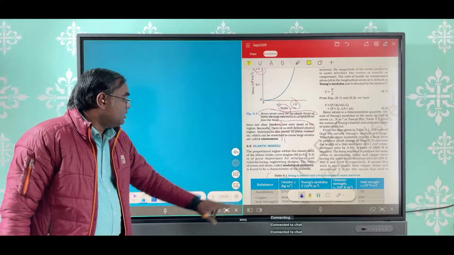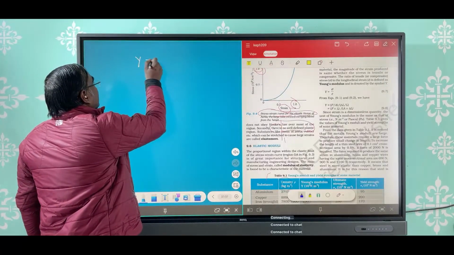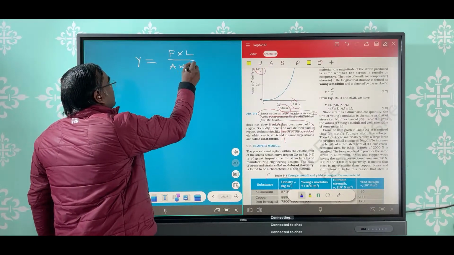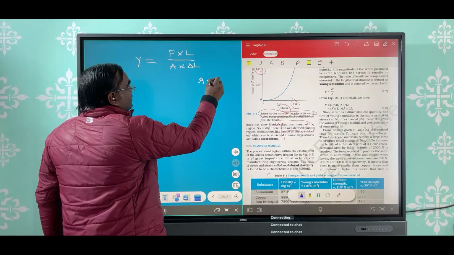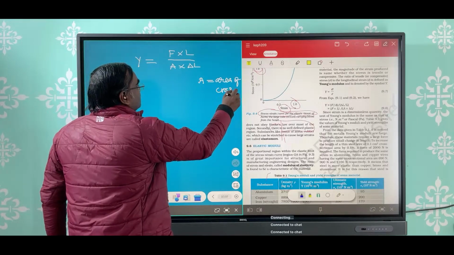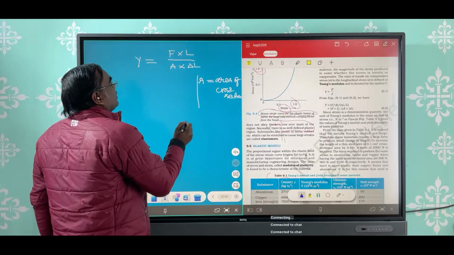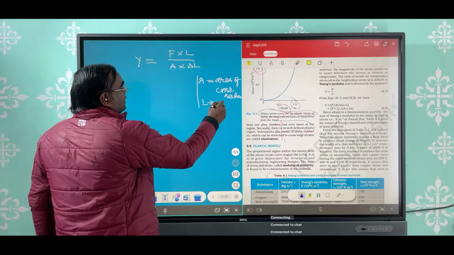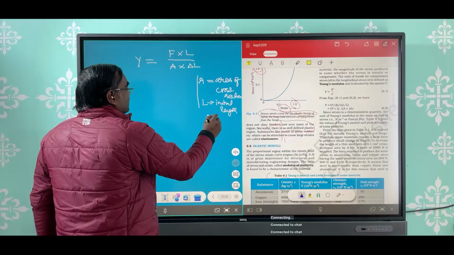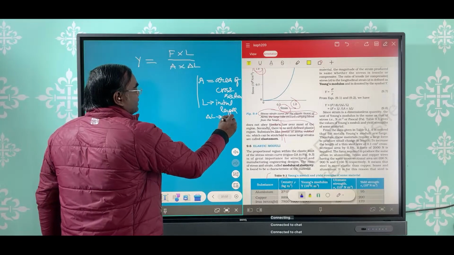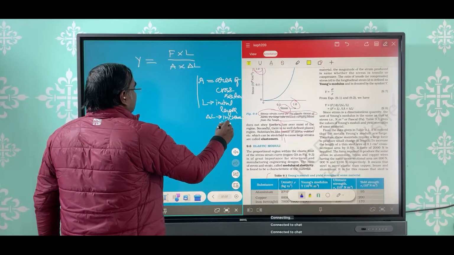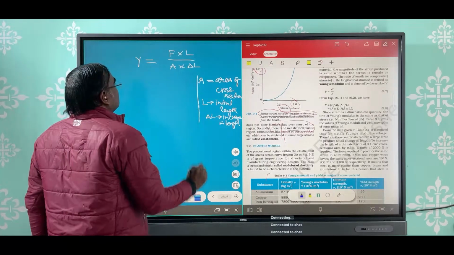You must remember this. So we get Y is equal to F into L upon A into delta L, where A is the area of cross section on which the force is acting, L is the original or initial length, and delta L is the increment in length. These are the symbols used.